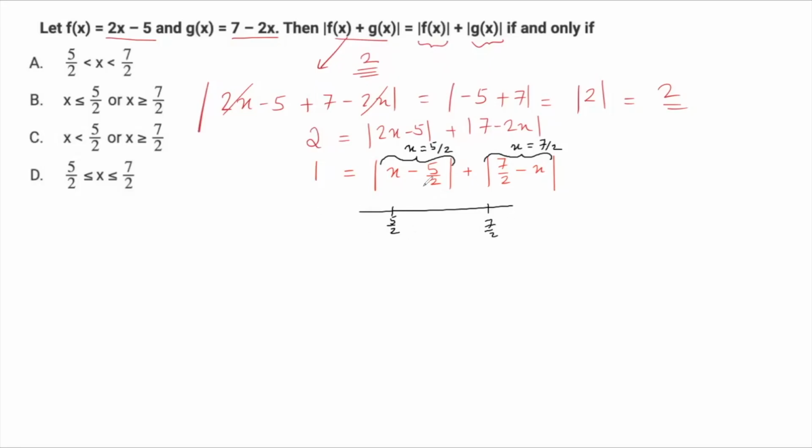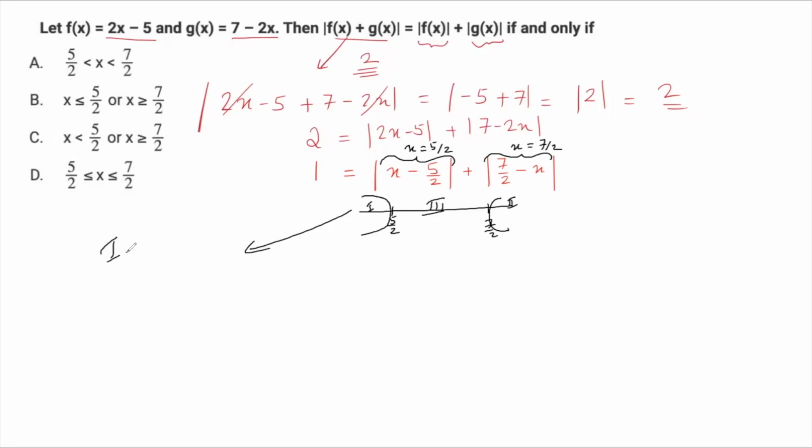So depending upon where I take the value of x, the expression will behave accordingly because of the presence of the mod sign. So I will have to take three cases here. The first case is when x is less than 5 by 2. The second case is when x is greater than 7 by 2. And the third case is when x is in between the two, 5 by 2 and 7 by 2, right? So let's draw these three cases.